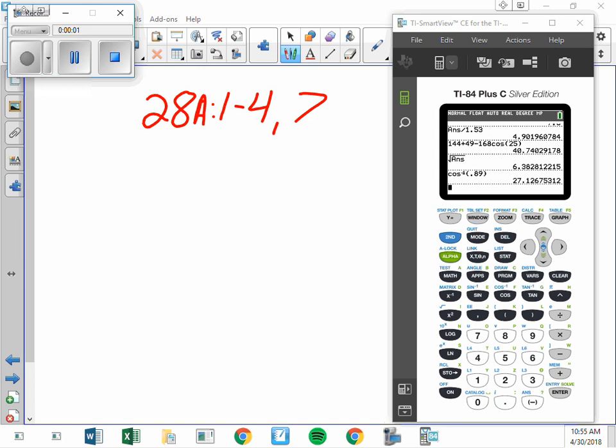Set 28A, 1 through 4 and 7. So, number 1, find the area under the chi-squared curve with 5 degrees of freedom to the right of 1.6. So down to the bottom of the page, go to 5. Nope, go back a page. 2 pages. And go to 5.